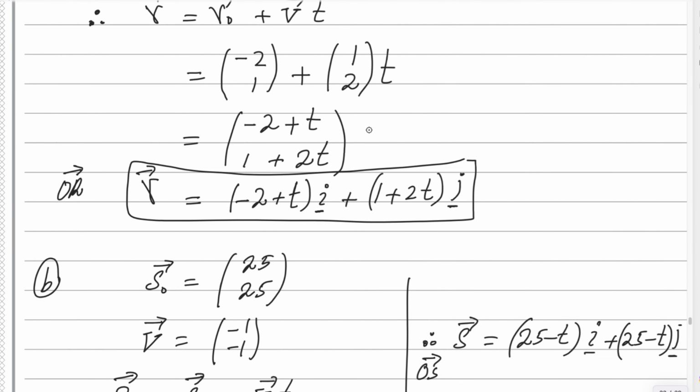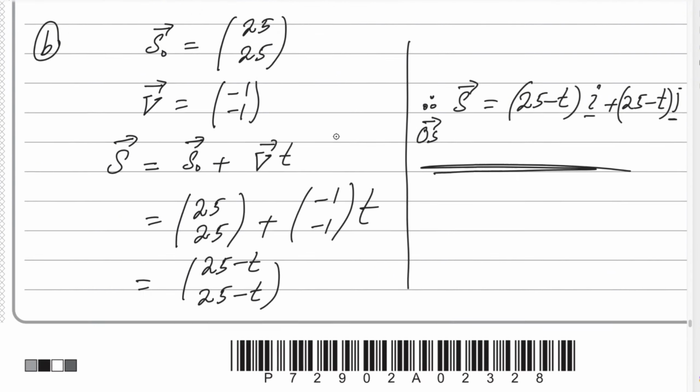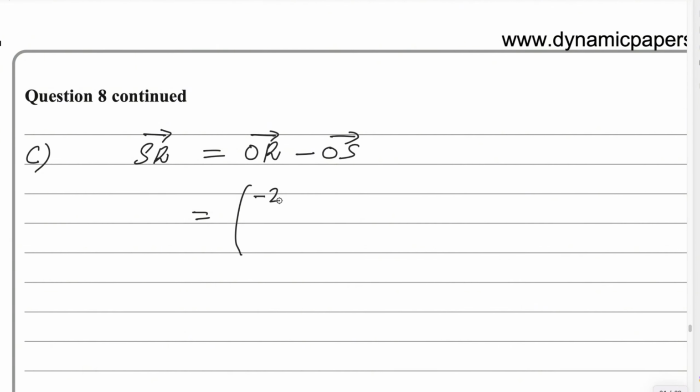So we can use this value instead of this one in column vector form. It is easier to solve. Minus 2 plus t, and 1 plus 2t. This is the value of OR minus OS.